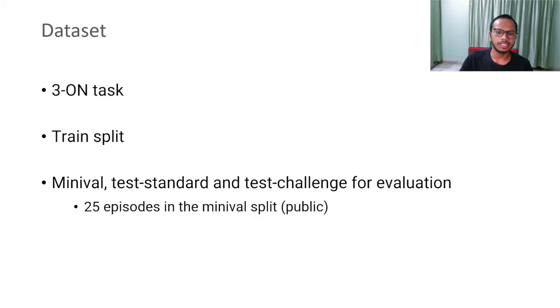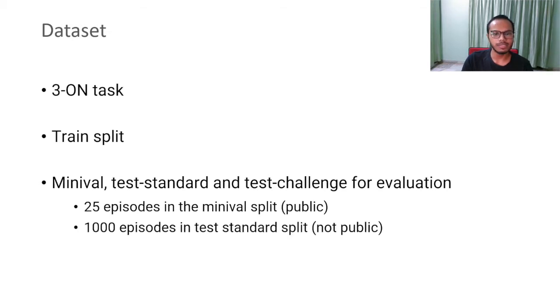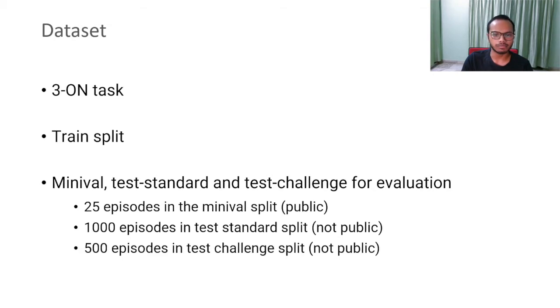The Minival split has 25 episodes which were publicly released prior to the start of the challenge. This phase is meant to be used for sanity checking the results for remote evaluation against the local evaluations. The Test Standard split has 1000 episodes which were not publicly released. The results of this phase are used to prepare the public leaderboard.